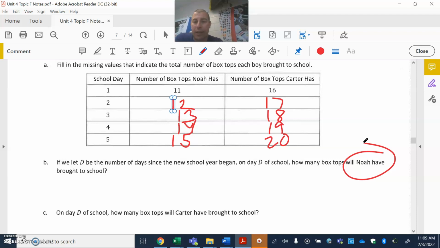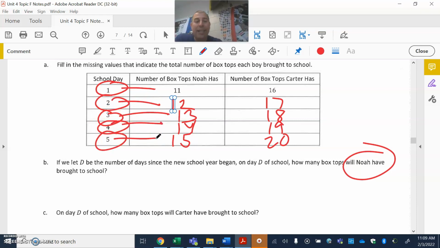So if we notice here, on the first day he had 11. Second day, it's 12. 3, 13. 4, 14. 5, 15. So on the D day of school, if we extended our table based on the pattern that you see, what's going to be over there? Well, each time it's always 10 more. So it would be D plus 10. And we can check this because if I had a 5, 5 plus 10 is 15. If I had a 3, 3 plus 10 is 13. So yes, we are going to say D plus 10.